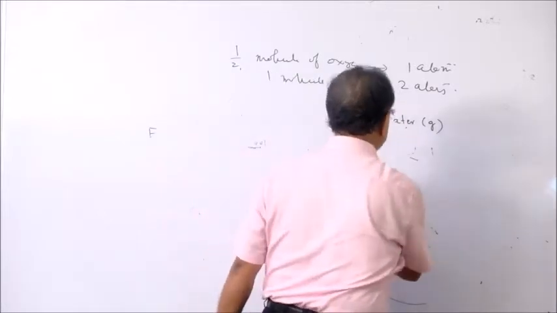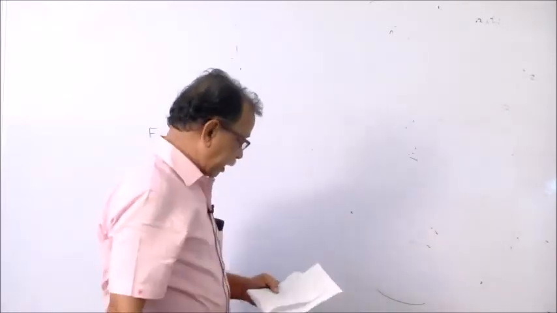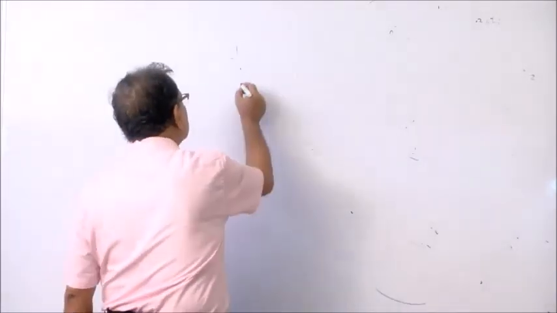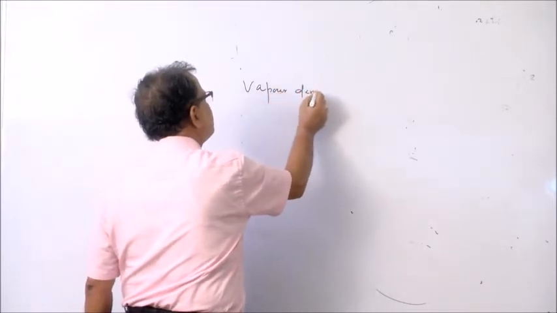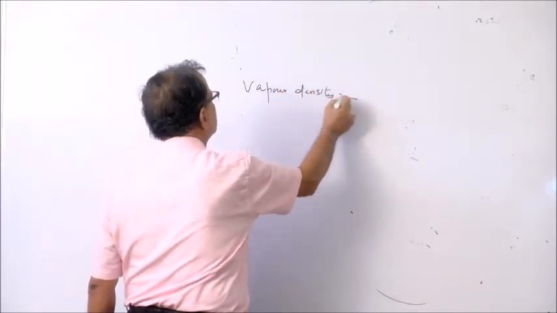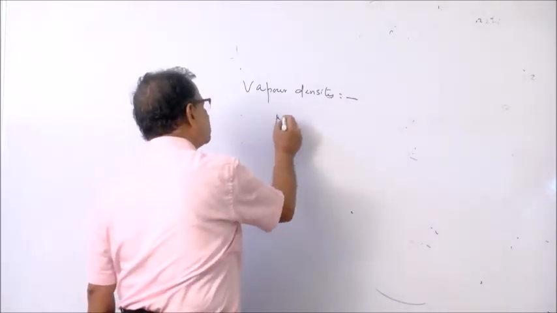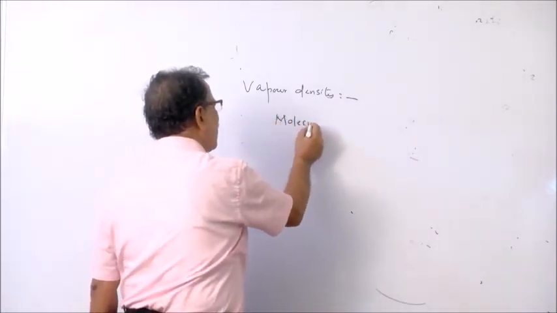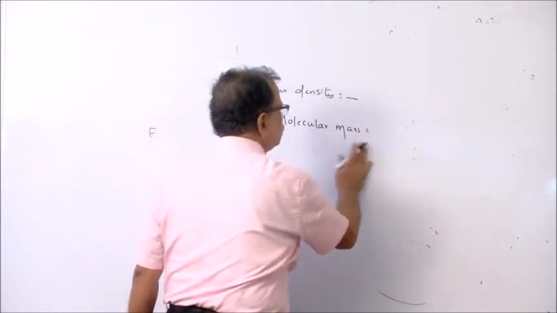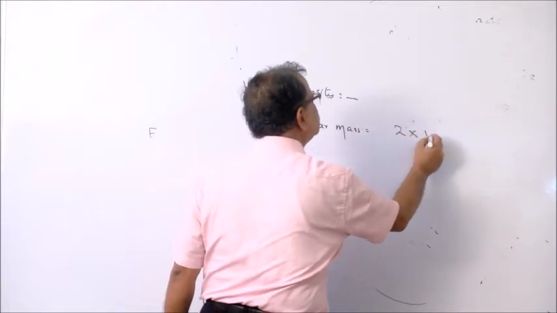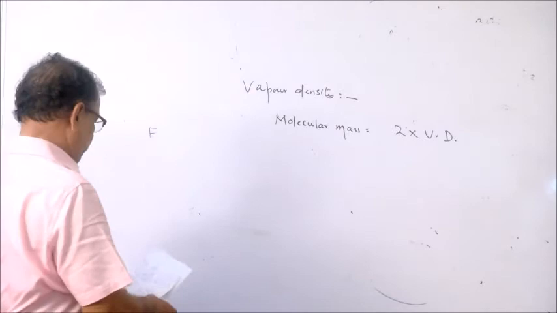Atomicity explained. Second point: similarly, hydrogen is diatomic. Second, vapor density. We will prove that the molecular mass is equal to 2 into vapor density, where vapor density is denoted by VD.